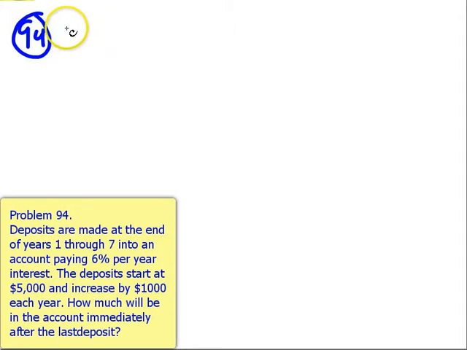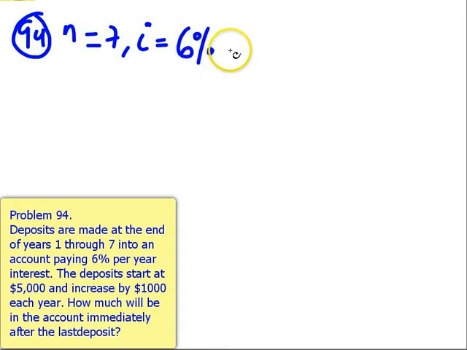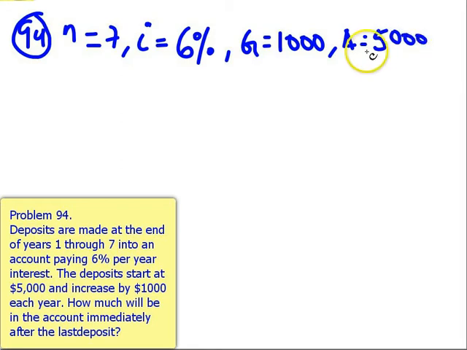We have the data: the number of periods is 7. The interest rate is 6%. The gradient is $1,000. The annuity is $5,000. And the question is how much will be at the end of the 7 periods, so we are asking for a future value. The account pays 6% per year. So in this problem we're looking for a future value.